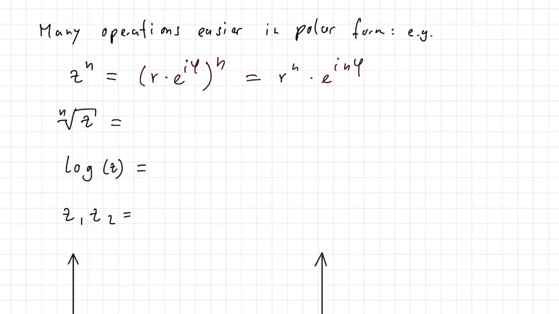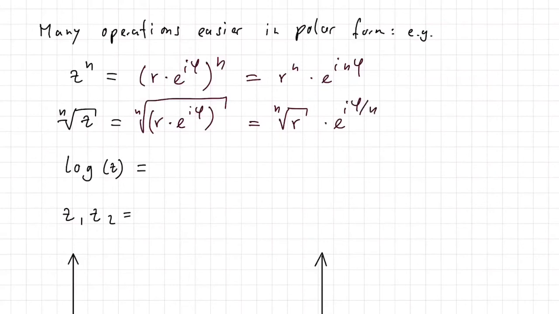Or if I take the nth root of a complex number, again, let's do that in polar form. So I take here the nth root, I get the nth root of r times e to the i phi divided by n. So you see now here in this form, it becomes very simple.